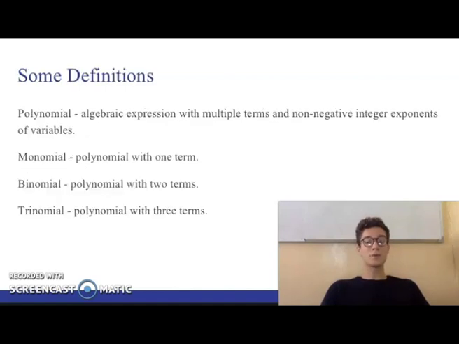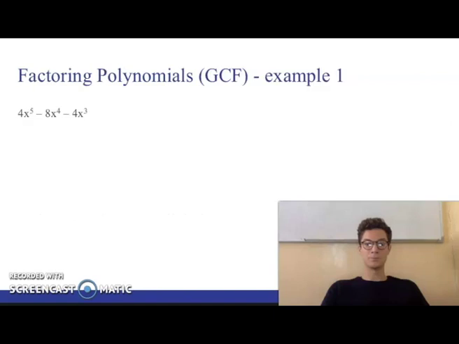Hopefully the do now wasn't too difficult and you were able to follow the process of finding the GCF. Moving forward, we're going to extend our ability of finding the GCF to factoring polynomials. So to make sure we're all on the same page with respect to language, a polynomial is simply an algebraic expression with multiple terms and non-negative integer exponents. We have special names for polynomials with 1 term, known as monomials, polynomials with 2 terms, known as binomials, and polynomials with 3 terms, known as trinomials. Anything with more than 3 terms is simply referred to as a polynomial.